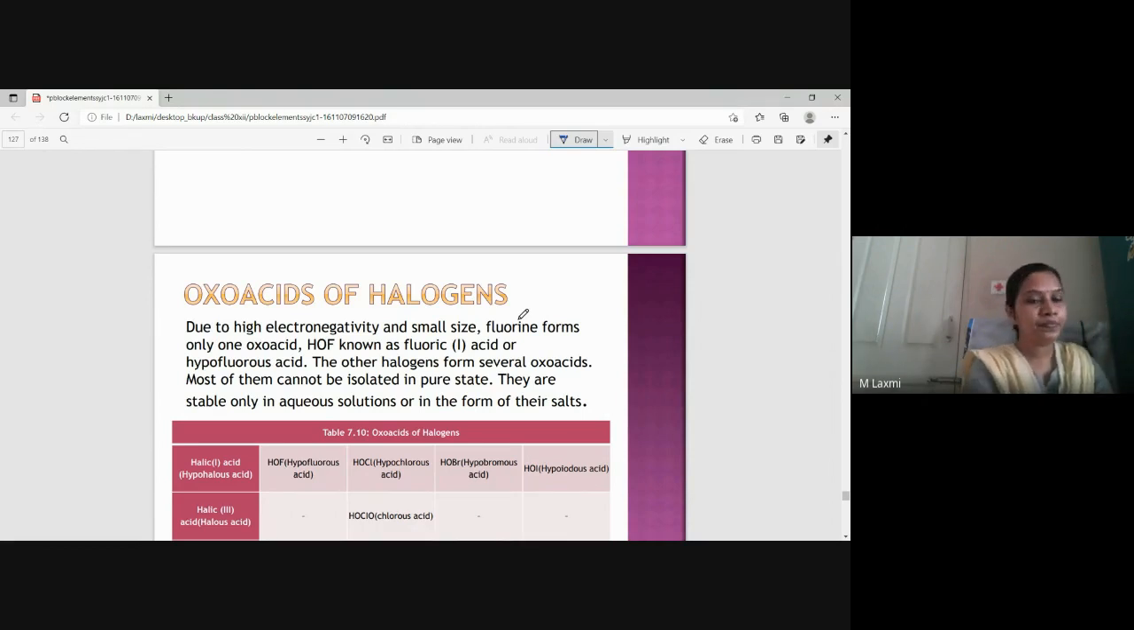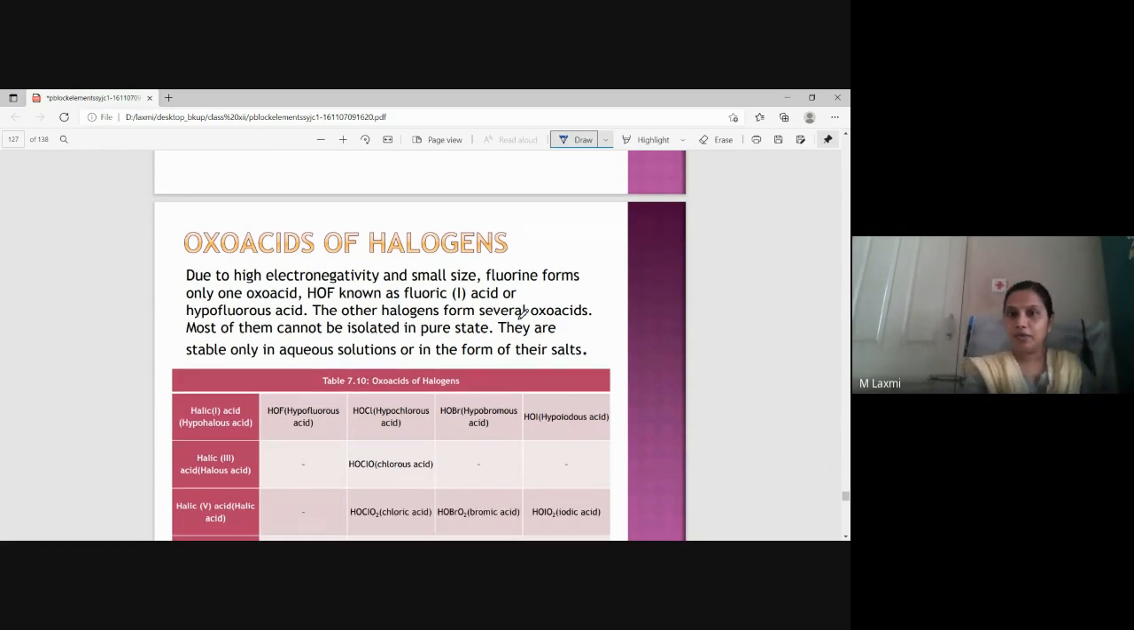Coming to the oxo acids of halogen, you know halogens are electronegative, especially fluorine, which has a high electronegativity value and a comparably small size compared to other halogens. So fluorine alone forms one oxo acid, while other halogens form numerous oxo acids. The oxo acid formed by fluorine is hypofluorous acid, while other halogens form many oxo acids. But you cannot isolate them in the pure state. They will be stable in aqueous solution or in the form of their salts.